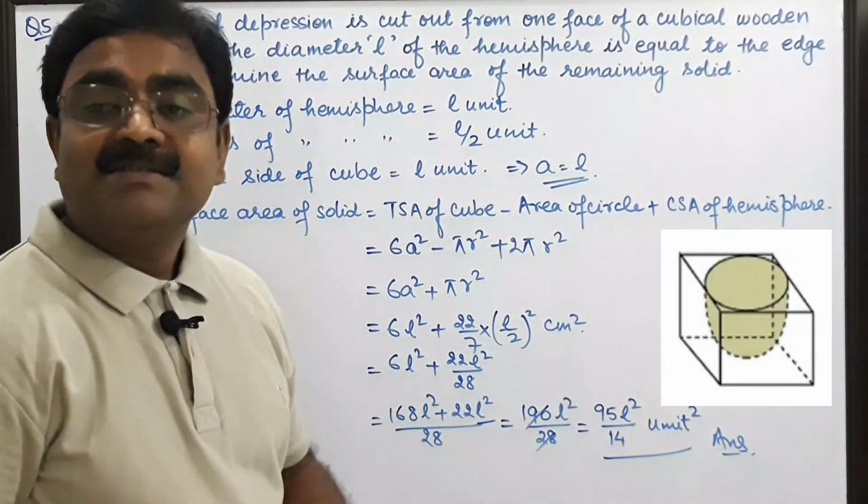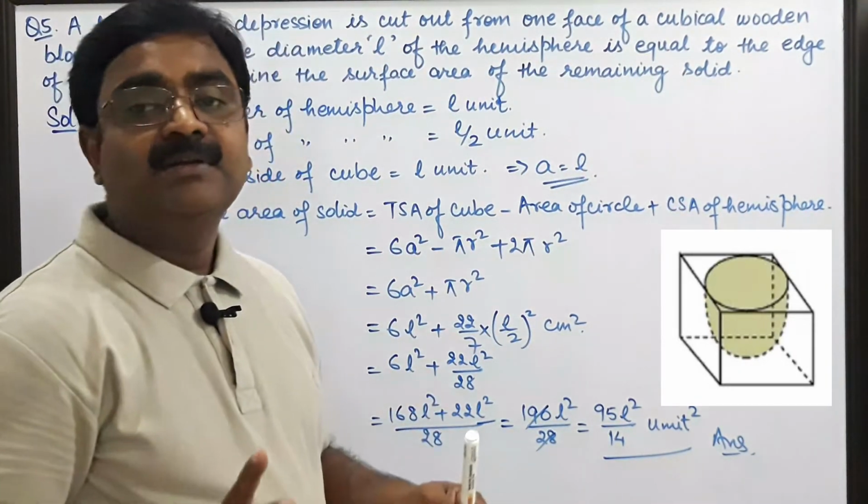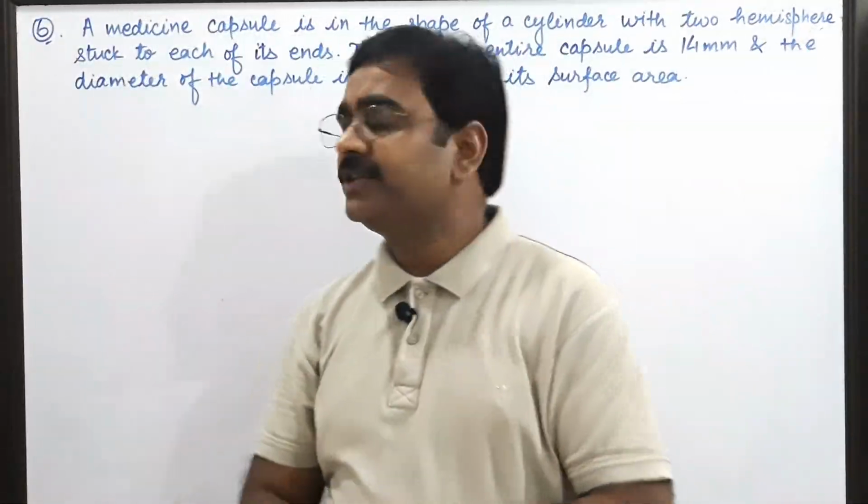and L is the side of the cube and the diameter of the hemispherical part. Right? दोस्तों क्वेश्चन नंबर 6 में देखते हैं.